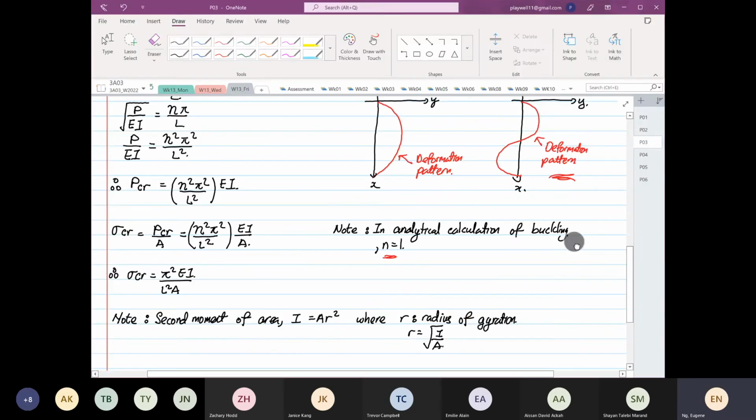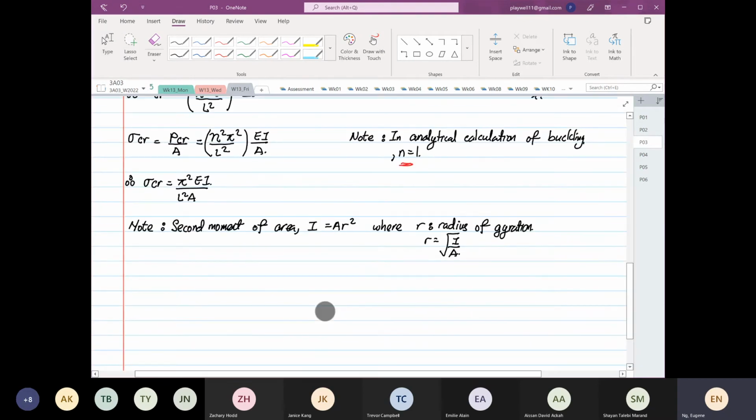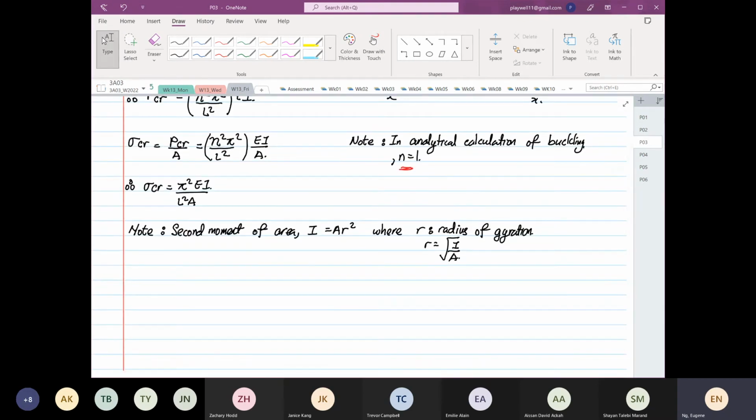Right. So why is that important? This is because now if we look at our critical stress, we have I at the numerator, and we have A at the denominator.